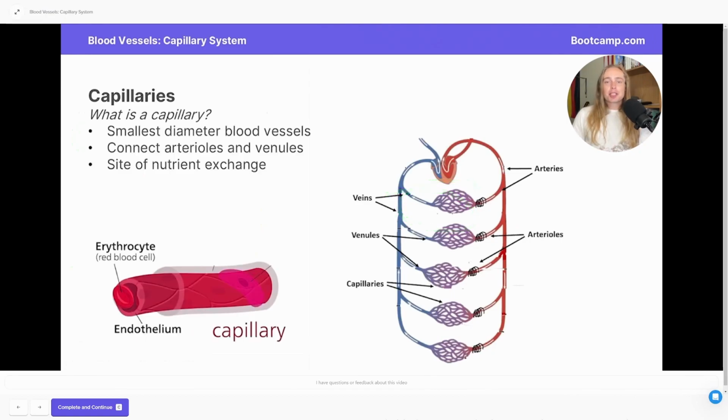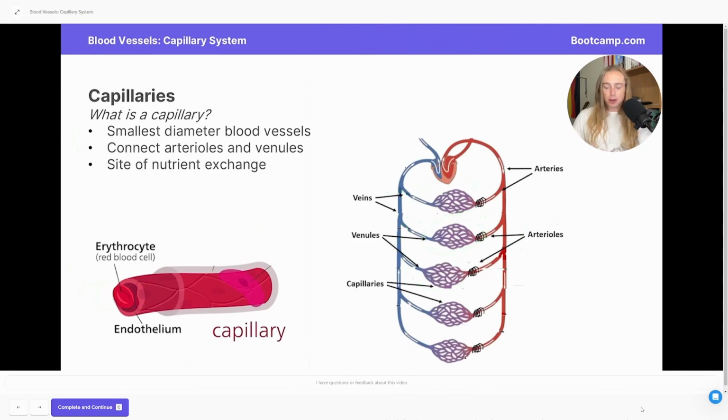Great, so capillaries are the smallest blood vessels based off of diameter, and notice that they're so small in fact that red blood cells have to pass through them single file. Capillaries can be seen on this image here, and notice that they're going to end up linking our arterioles and our venules together. These capillary beds are going to be a key site for nutrient exchange.